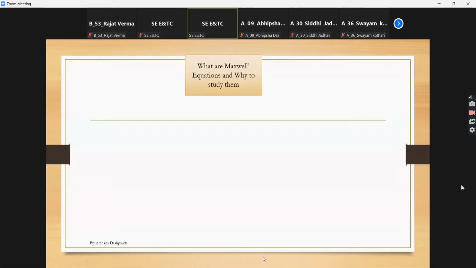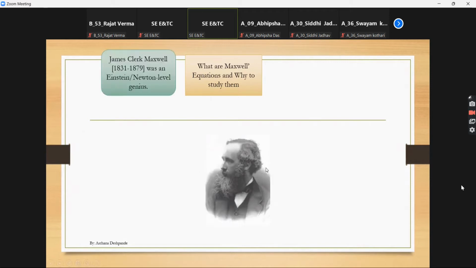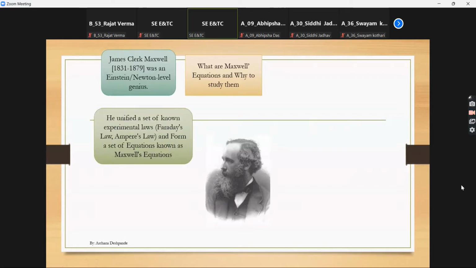The fourth chapter is dedicated to Maxwell's equations. Let me recall what is the contribution of Maxwell in the era of wireless communication. What are Maxwell's equations and why study them? So this is Maxwell. What he has done is he has unified the set of known experimental laws. Faraday and Ampere have already done some experiments and they had some results out of it. What Maxwell did is he combined all the set of equations, which we call Maxwell's equations.